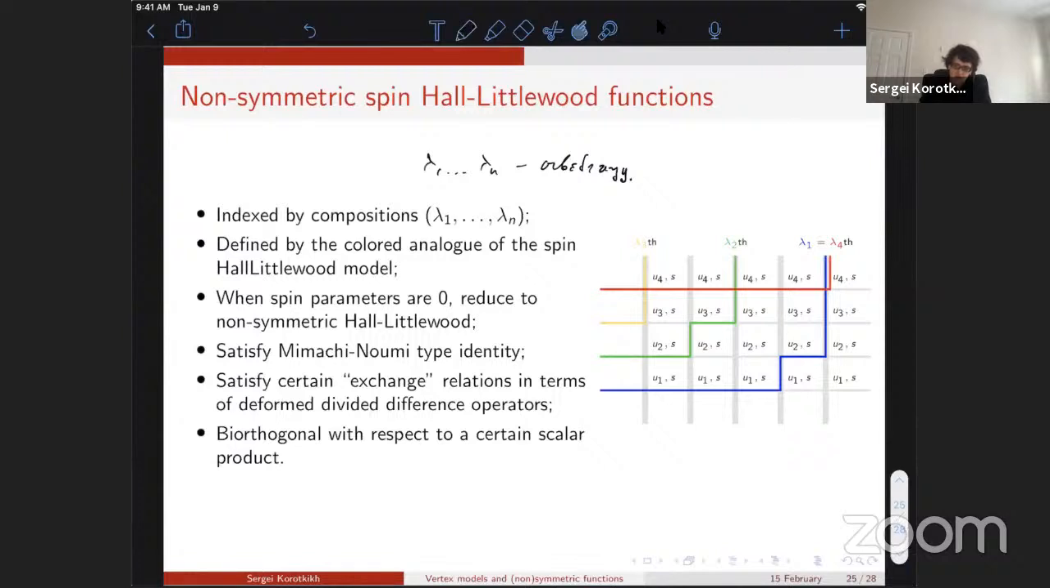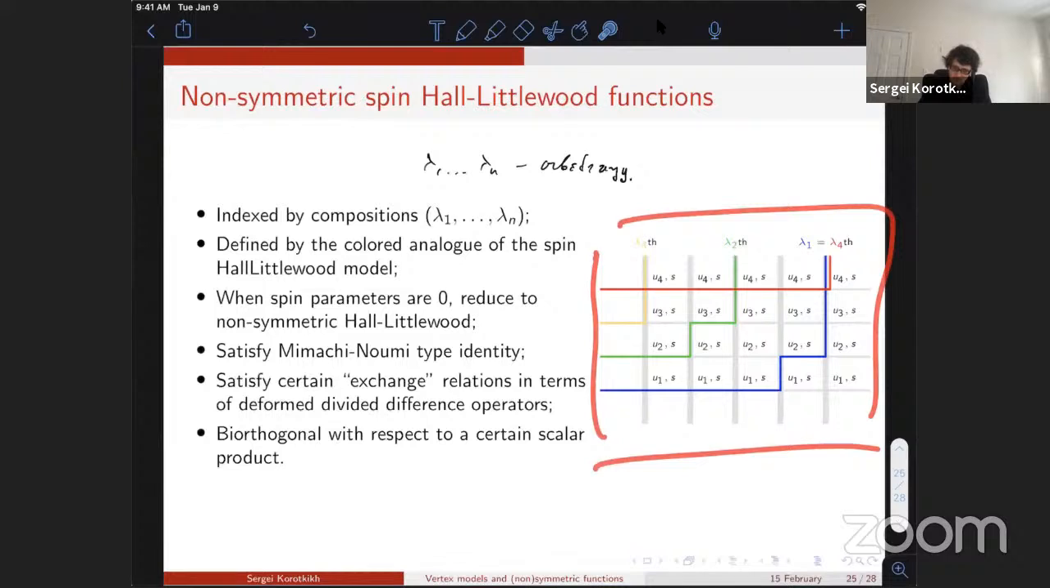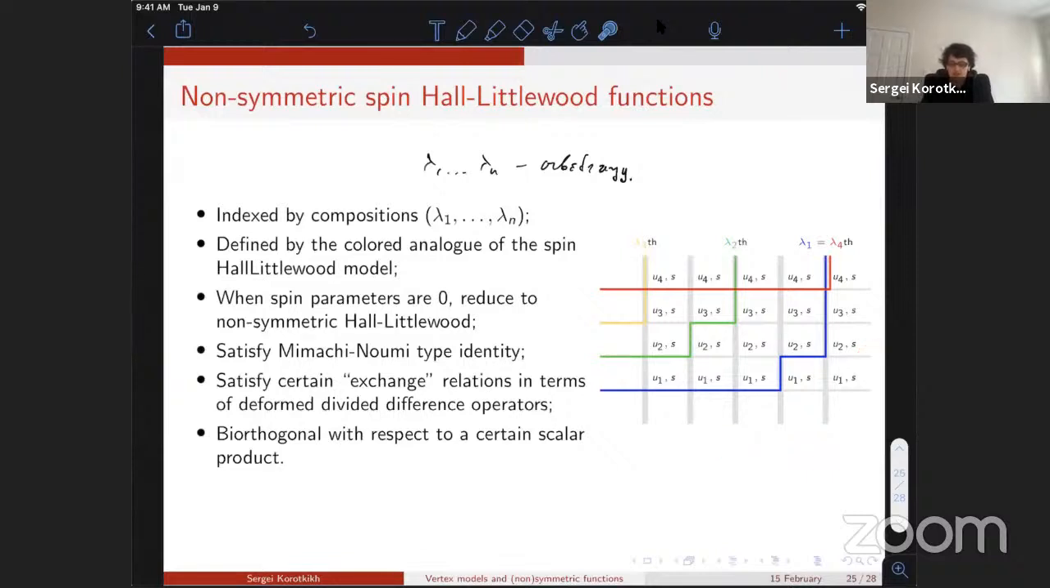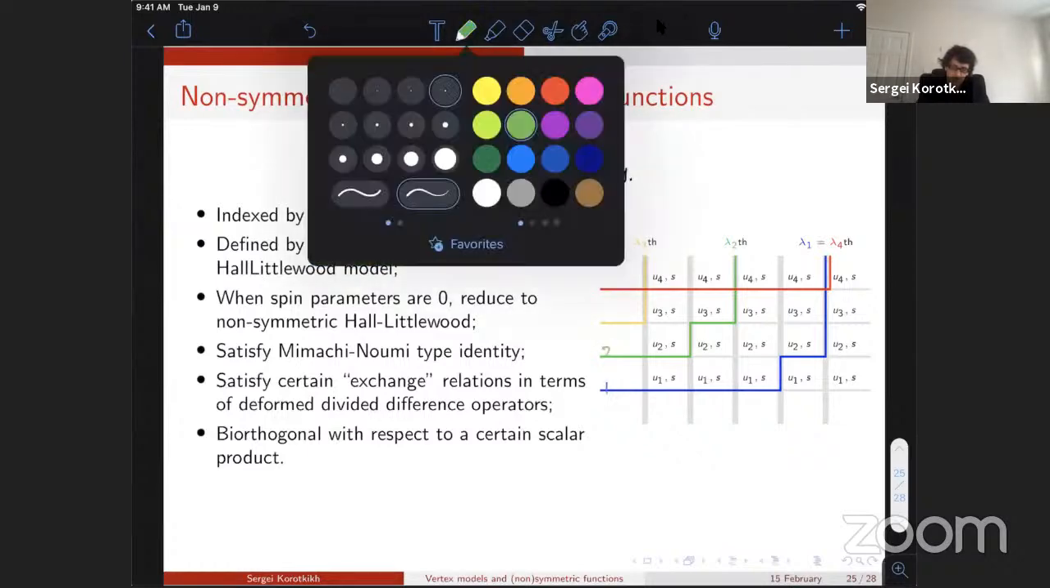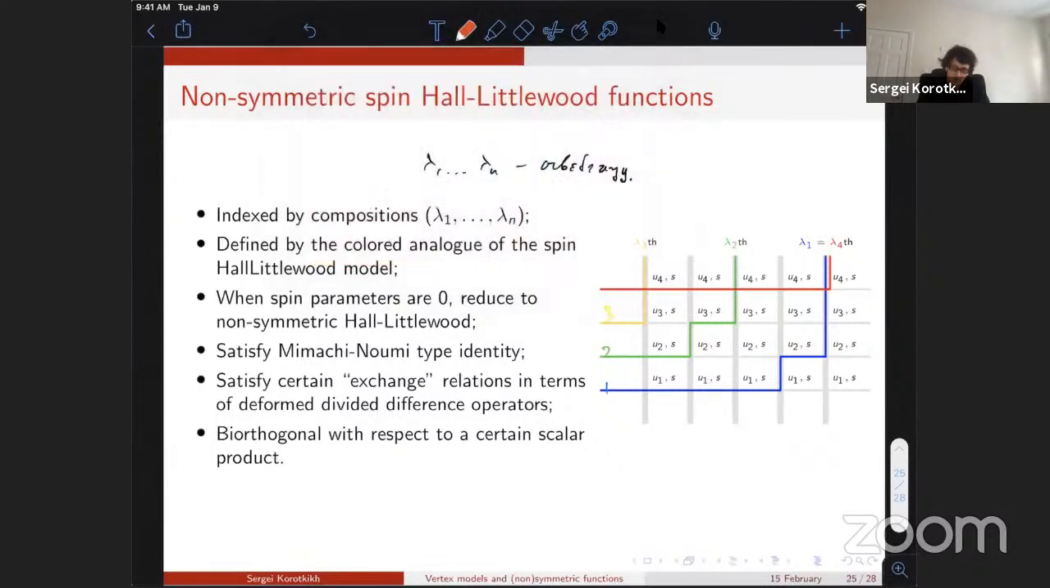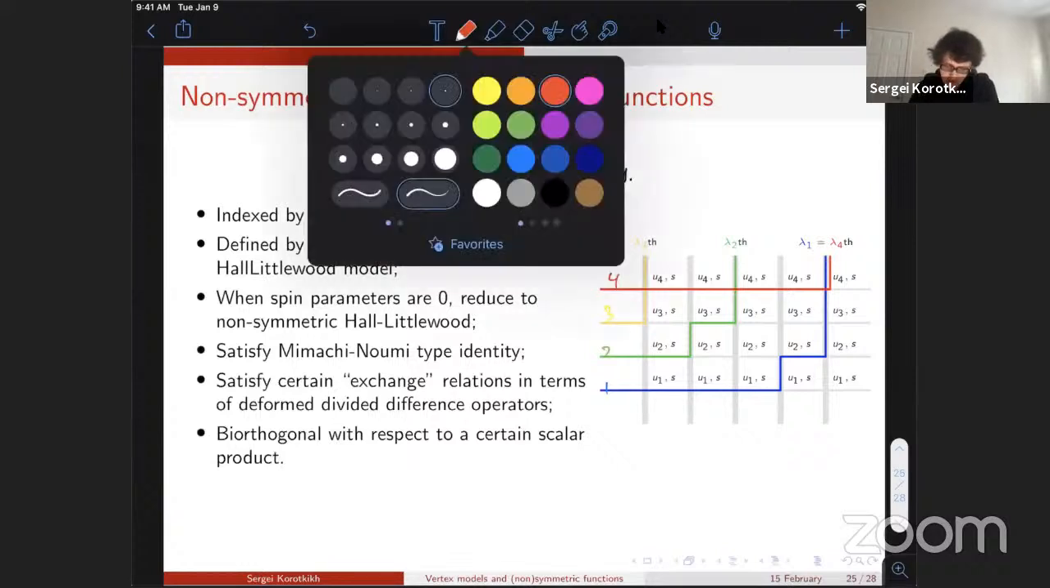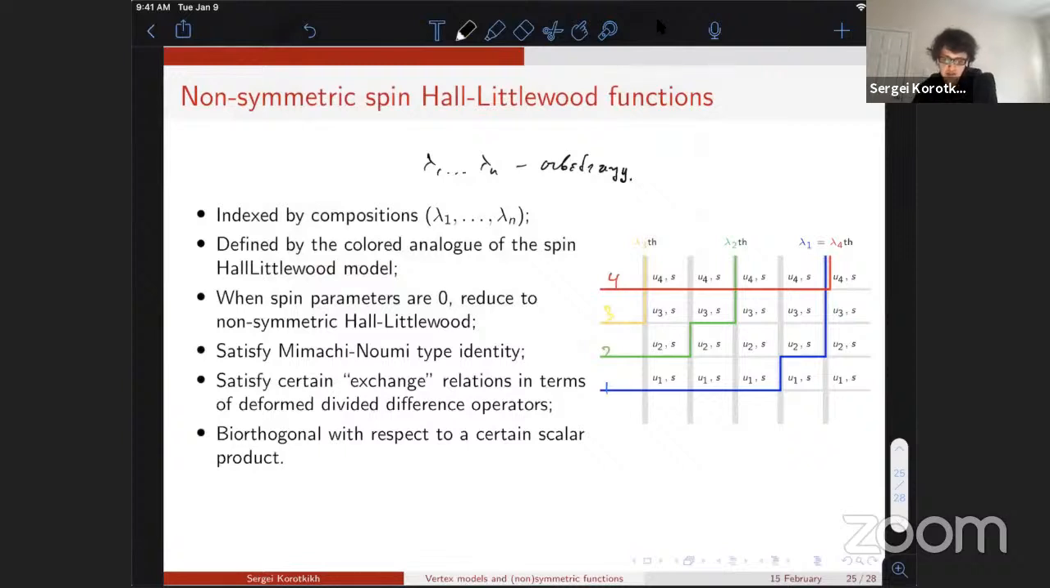So the model for the spin non-symmetric Hall-Littlewood functions looks literally the same as the model for symmetric spin Hall-Littlewood functions. On the bottom, we have zeros, so nothing enters the model from the bottom and nothing exits from the right. On the left, we have paths of different colors entering the model, and these colors are assumed to be monotonically ordered. So we start with the smallest color and then go up until the highest one. And on the top, we record our composition, which enumerates this non-symmetric function, by telling that the path of the first color should exit the model in the lambda first column. Now the path of the second color should exit in the lambda second column, and so on.